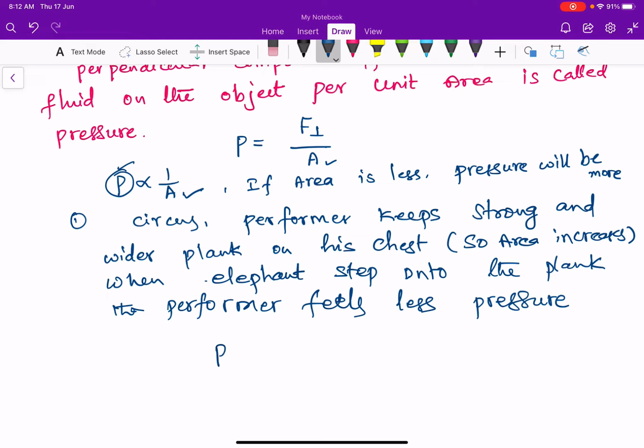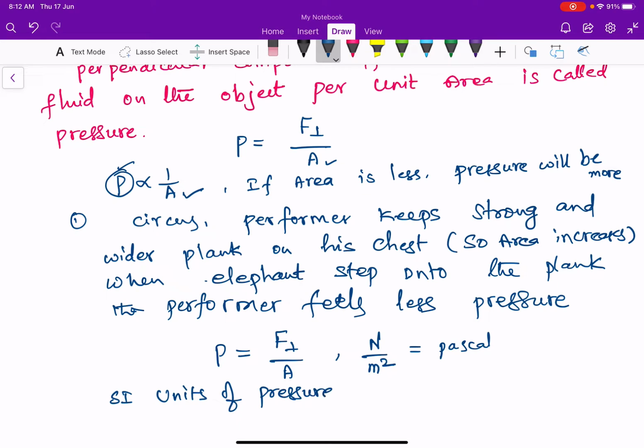Now, pressure is nothing but force per unit area, the perpendicular component of force per unit area. For force the unit is newtons, for area the unit is meters squared. So the SI unit of pressure is newton per meter squared, which is named Pascal after the scientist Blaise Pascal. So newton per meter squared is equivalent to pascals. So the SI units of pressure are either newton per meter squared or pascals.